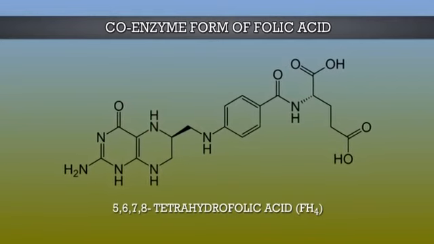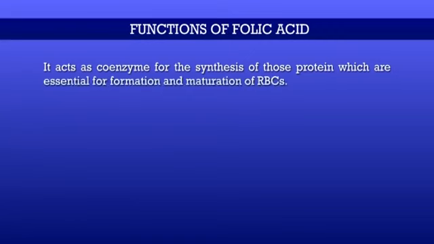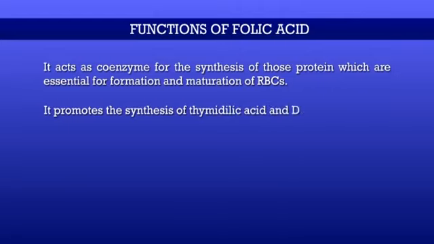5,6,7,8-tetrahydrofolic acid, that is FH4, is the coenzyme form of folic acid. The important functions are: it acts as coenzyme for the synthesis of those proteins which are essential for formation and maturation of RBCs. It promotes the synthesis of thymidylic acid and DNA.